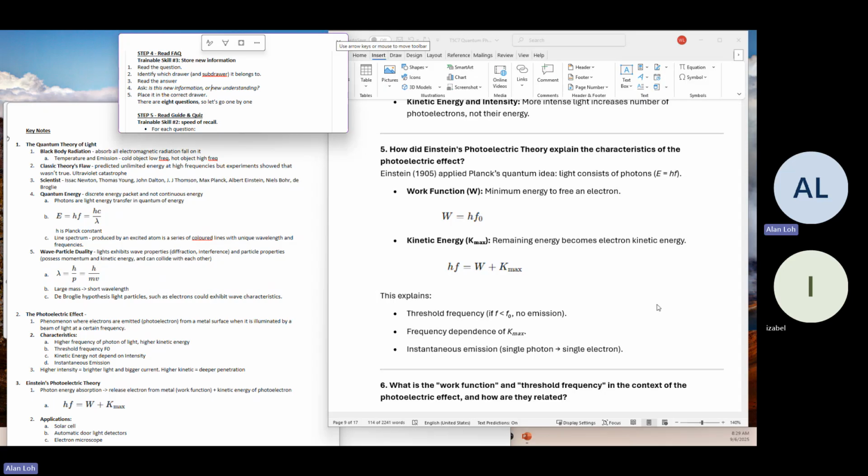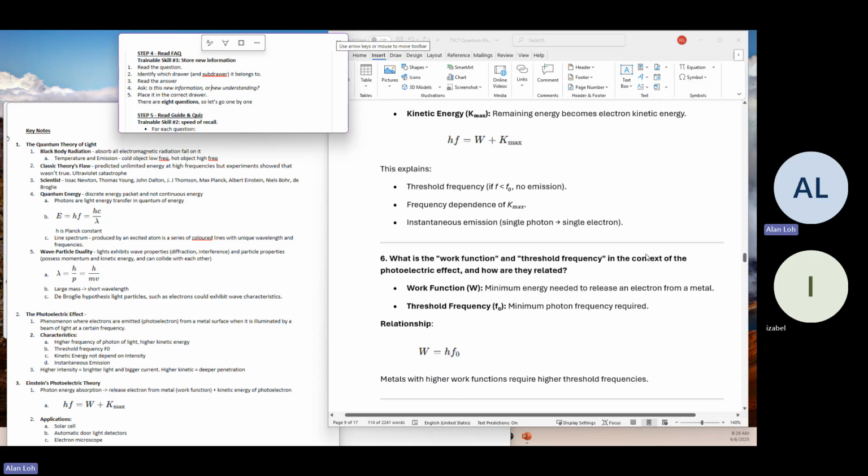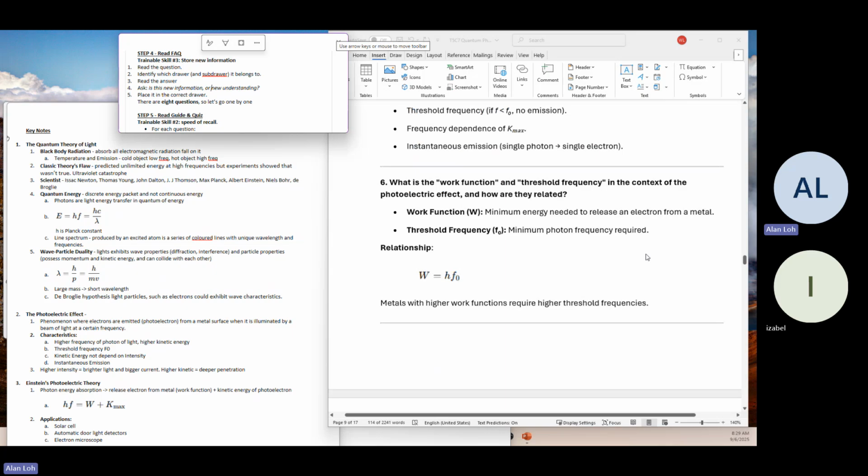Okay. Right, this is drawer number 3, Einstein photoelectric theory. Number 6, let's start. Okay. All right, let me pause a bit here. There's a new understanding, I believe.